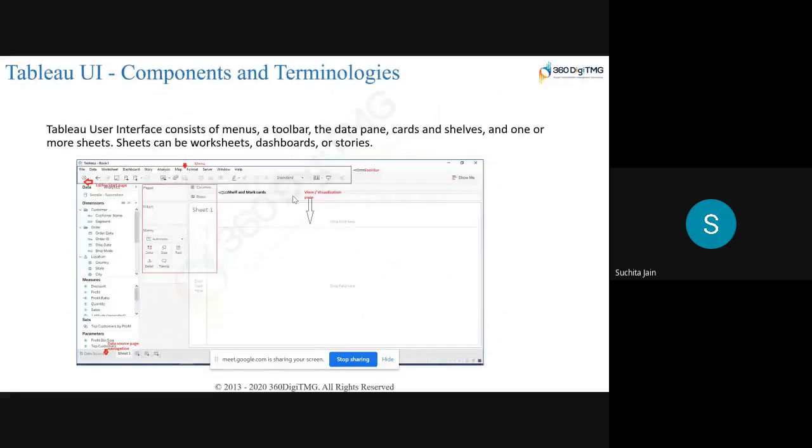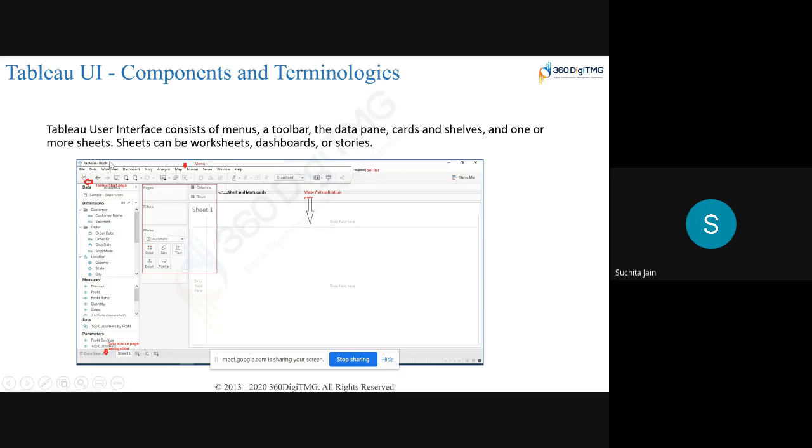Now, Tableau UI, components and terminologies. This is very important to understand. The Tableau user interface consists of menus, a toolbar, data pane, cards and shelves, and one or more sheets. Sheets can be worksheets, dashboards, or stories.